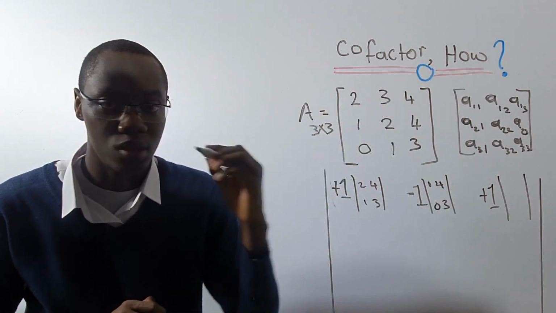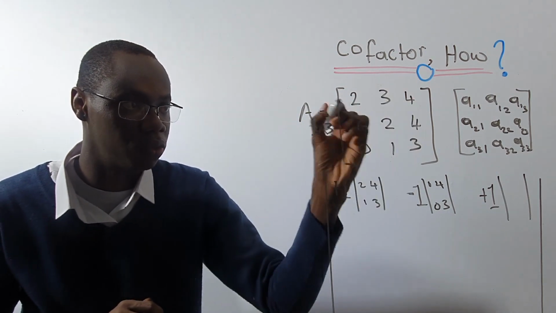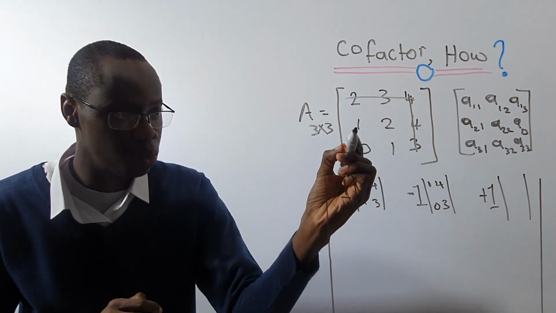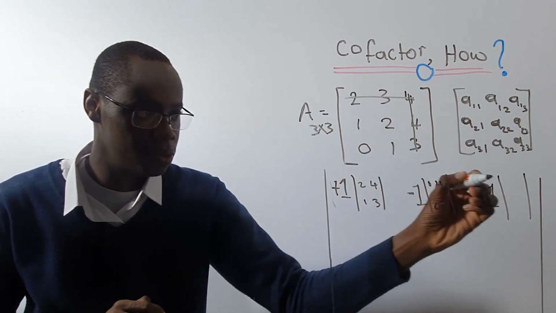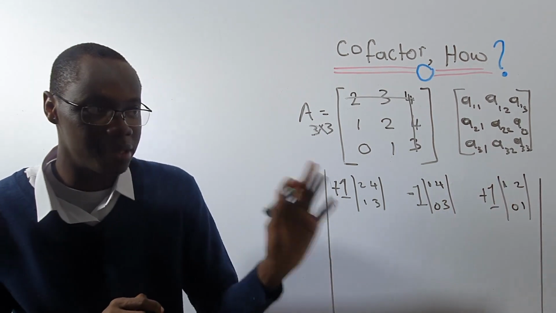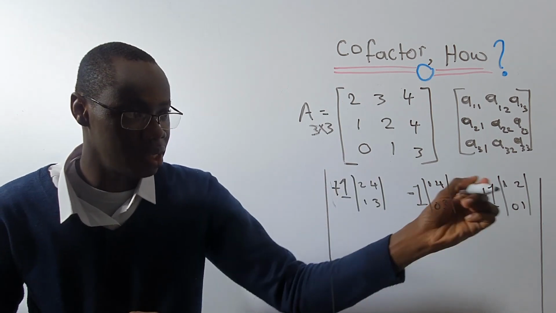To find the minor, easy procedure. Delete the row and the column associated with these 4. Very simple procedure, just like an iteration. And then what's left? 1, 2, 0, 1. You want to take it step by step like that. So now we have the sign and we have the minor.